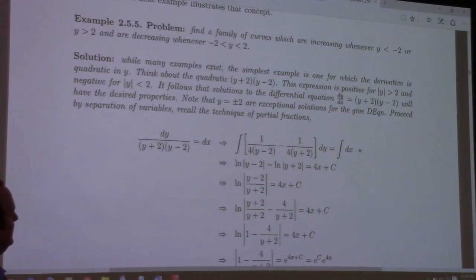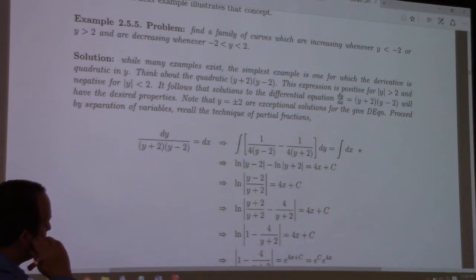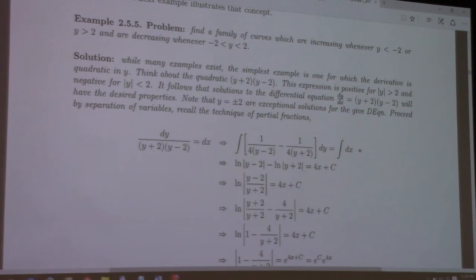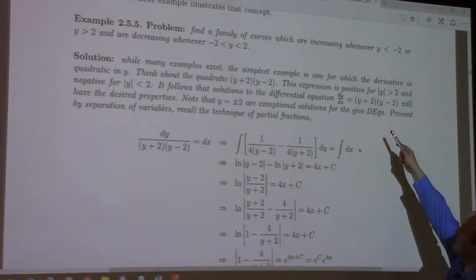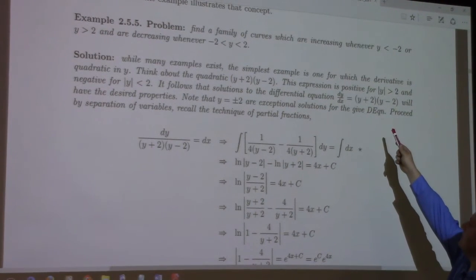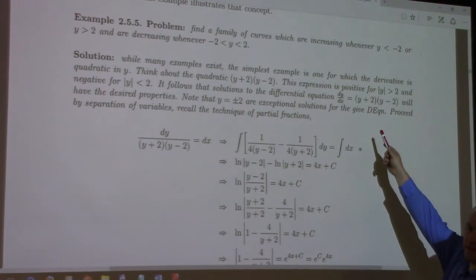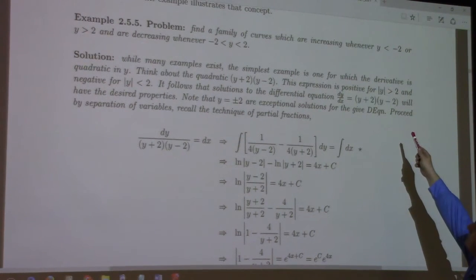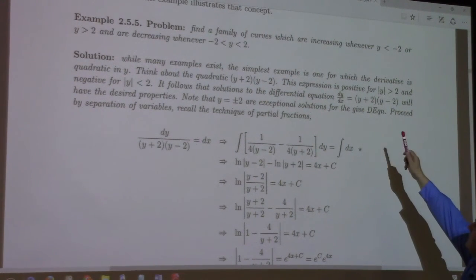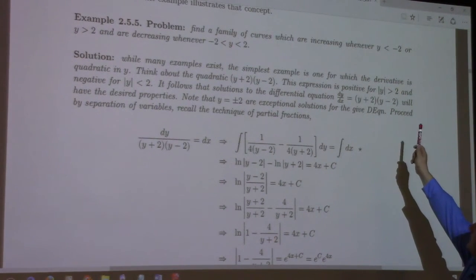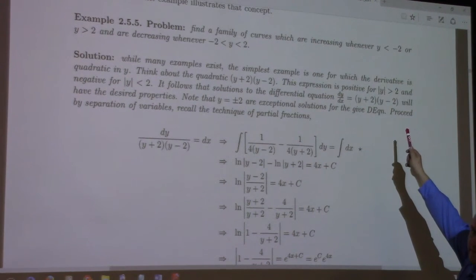But what I suggest is we need the quadratic (y plus 2) times (y minus 2) to be equal to dy/dx. If you look at dy/dx equal to (y plus 2)(y minus 2), that's exactly what's going to work for the problem. If y is beyond 2, let's plug in 3: 5 times 1, that's positive, right? If you plug in minus 3, you get minus 1 times minus 5, which is positive. So this expression is positive.